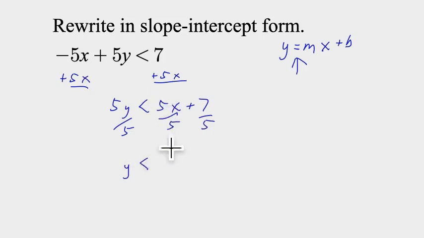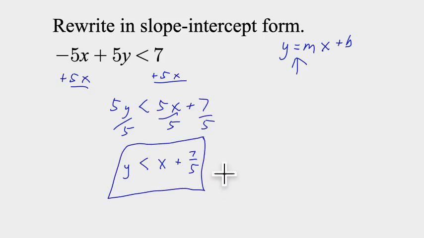5 divided by 5 is 1, so that's just an x. And 7/5, we'll leave that as a fraction. If you wanted to change it to a decimal, that's fine. So in slope-intercept form, this equation is written as y is less than x plus 7/5. So the slope is 1, and the y-intercept is 7/5, or 1.2.